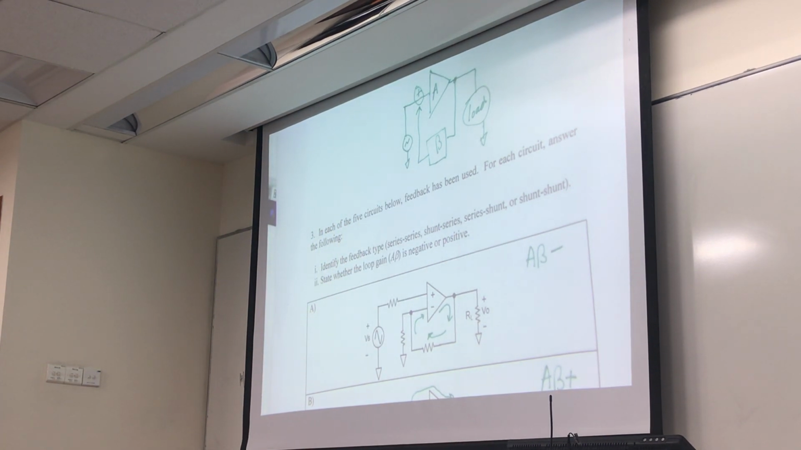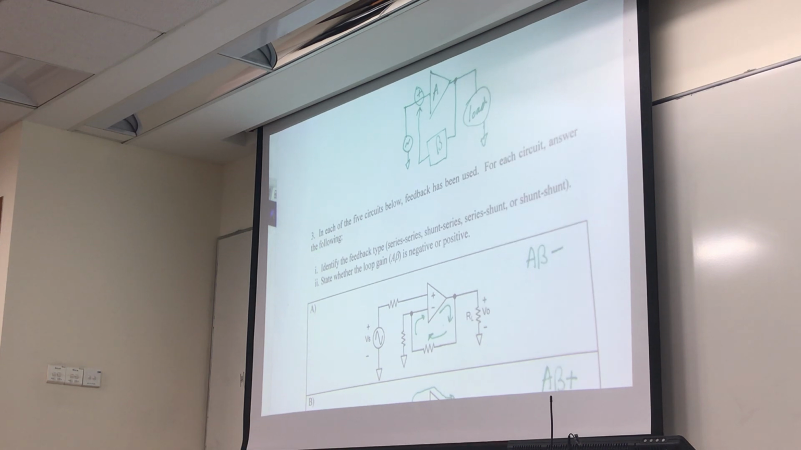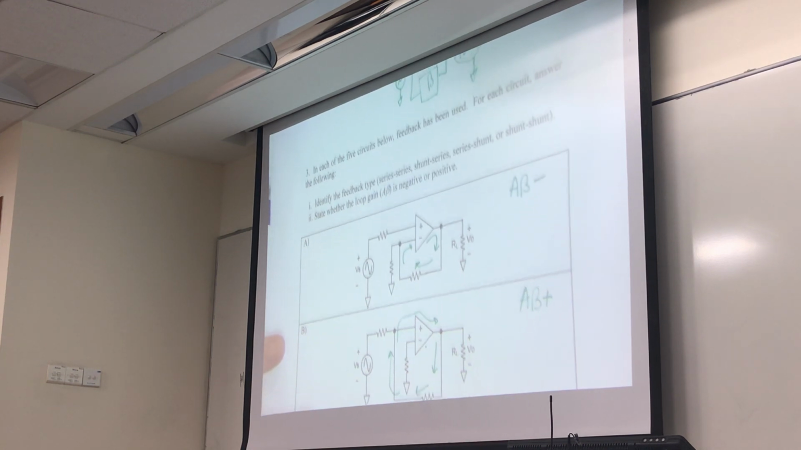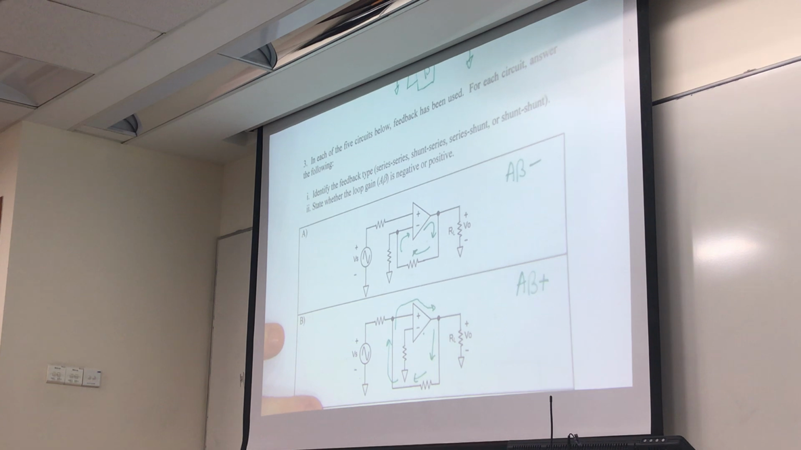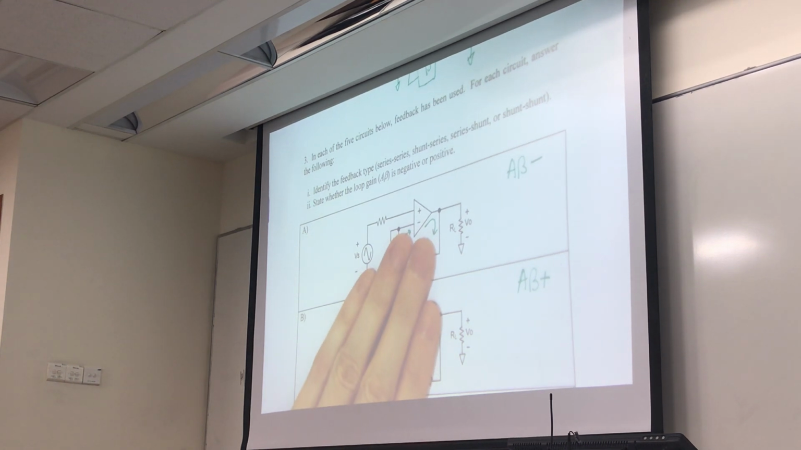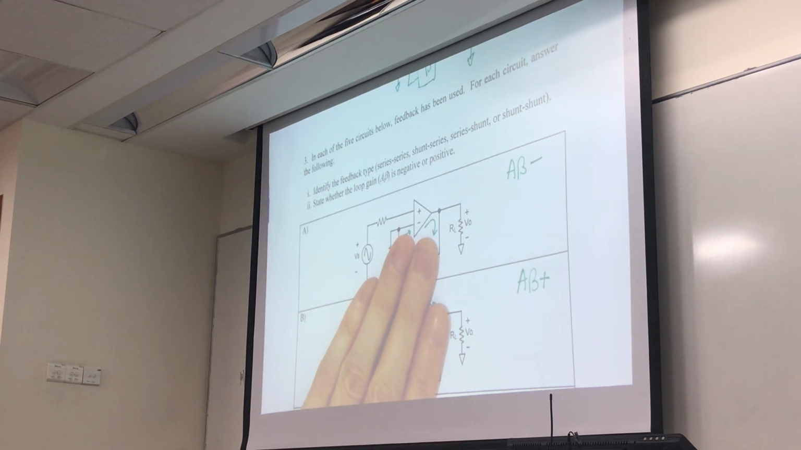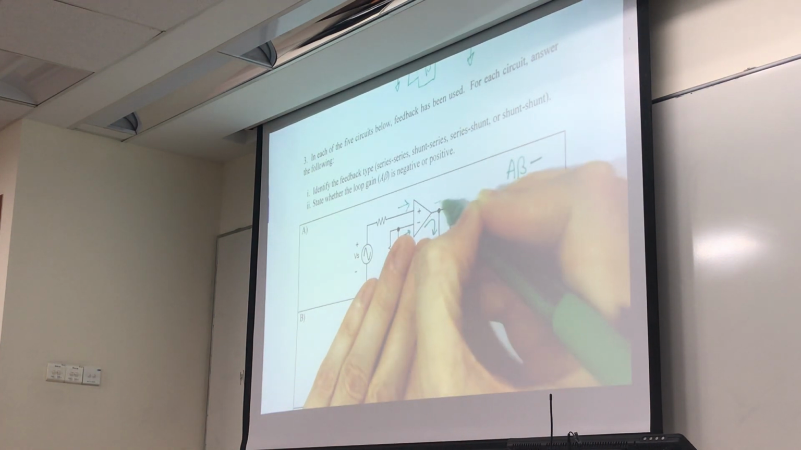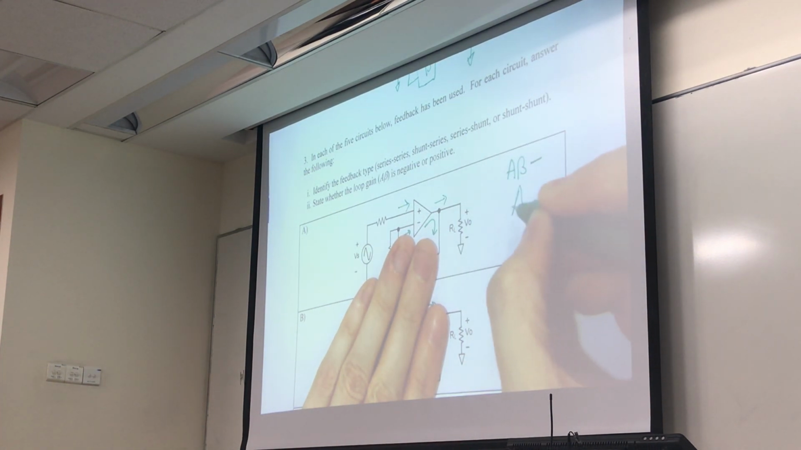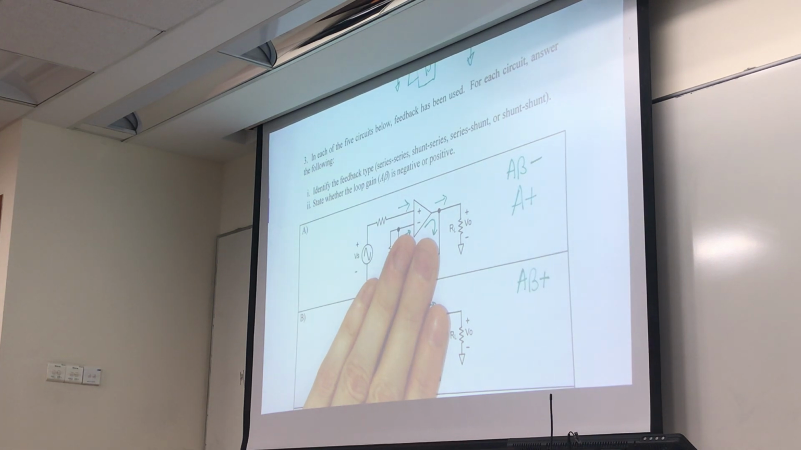So A is the gain of the signal without the loop. So let's look at these circuits and just imagine that the feedback loop is broken. Would the amplifier be inverting or not? If I break the feedback path here and just look at the amplifier, it's clearly a non-inverting amplifier, right? Because the signal enters the positive pin. So A is positive. Therefore, I can easily tell by comparison that beta is the negative one.